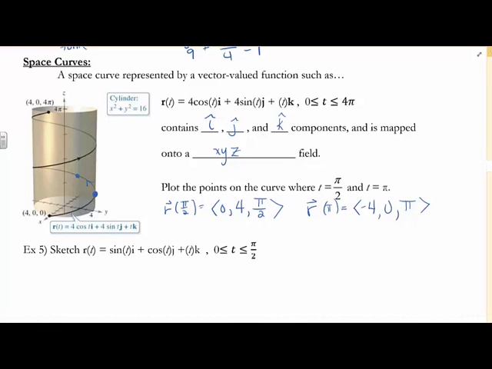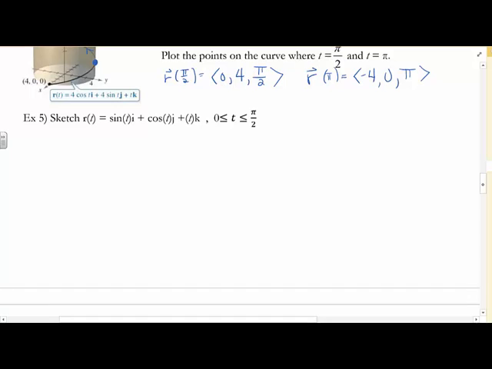Pretty cool, right? All right, now we're supposed to sketch this guy. I will not make you sketch a lot of things, but it's important to think about how something would be sketched. So if I go from 0 to pi over 2, I'm going to have r of t, and I'm going to have t, and I'm going to make a table. So I'm going to go 0, pi over 6, pi over 3, and pi over 2, just for yucks.